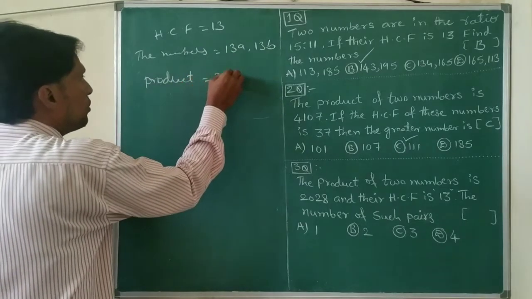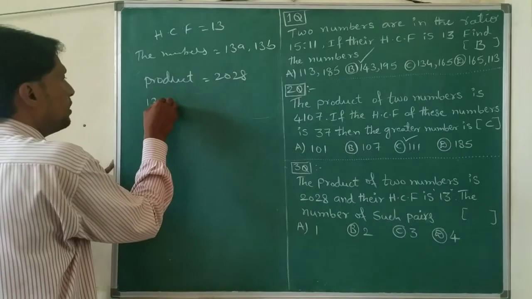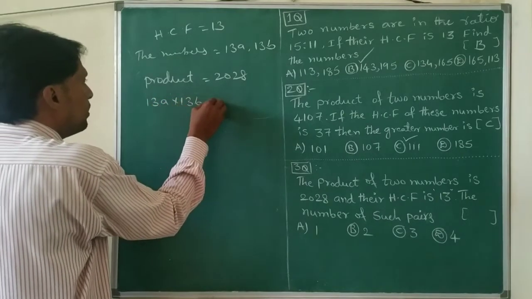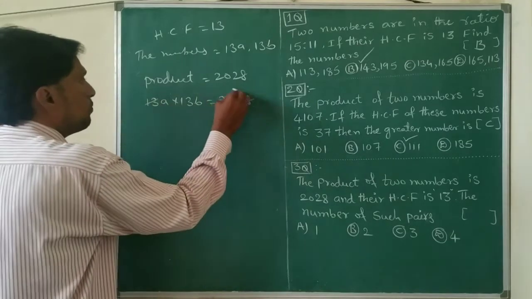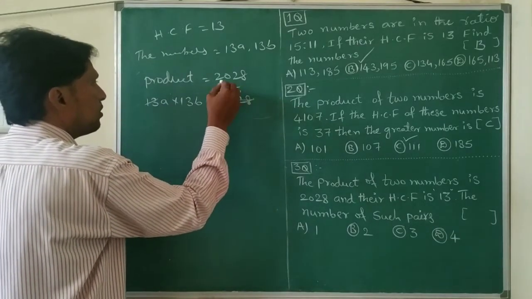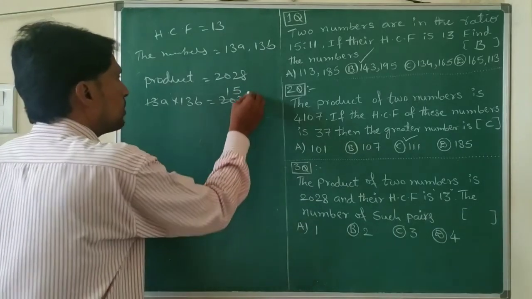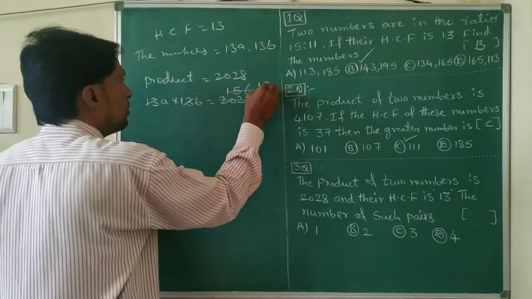Product 2028. So product means these two numbers' product only. 13A into 13B equals 2028. 13 table: 13 1s are 13, 13 2s are 26, and so on up to 13 6s.